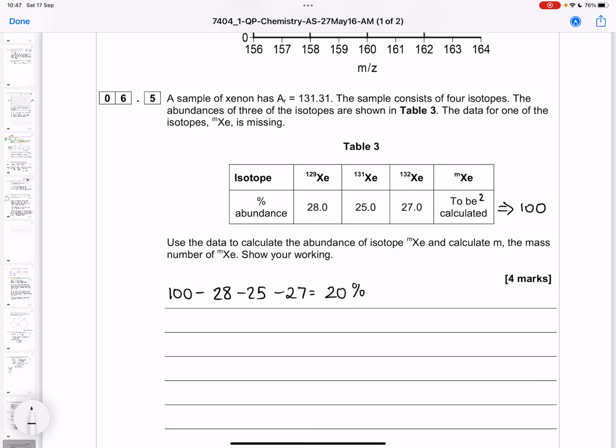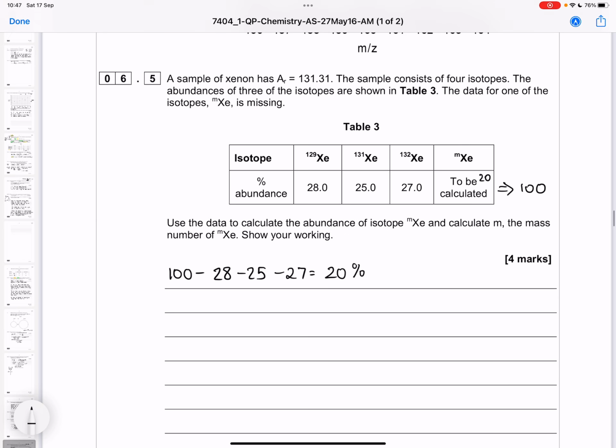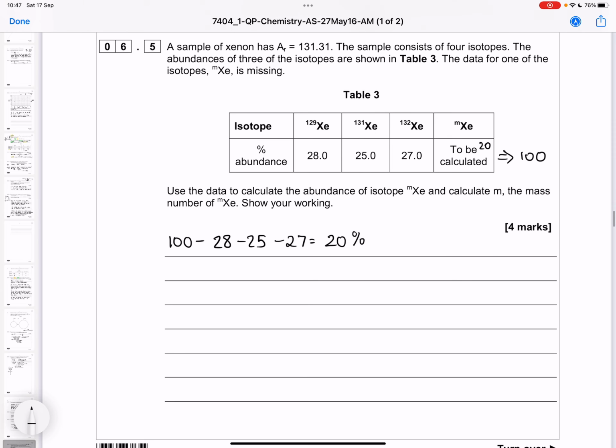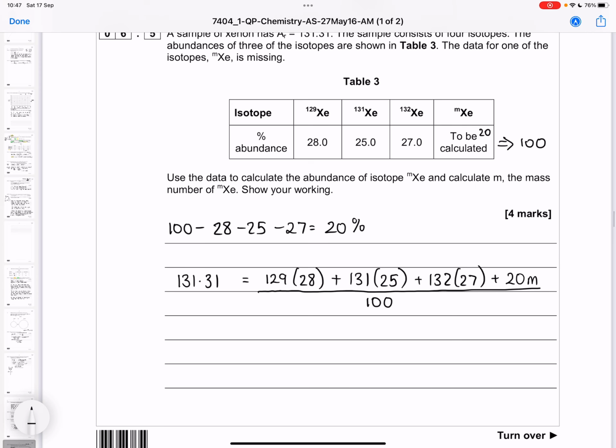So this is 20%. Then we want to use the Ar calculation. Now the Ar calculation says that the relative atomic mass is equal to the sum of the mass times the abundance. So the sum of 129 times its abundance 28, plus 131 times its abundance 25, plus 132 times its abundance 27, plus 20 times M, we don't know what M is, that's what we're going to try and find out, divided by the total abundance, which in this case would be 100%. So I'm going to times both sides by the 100, so I get 13131.